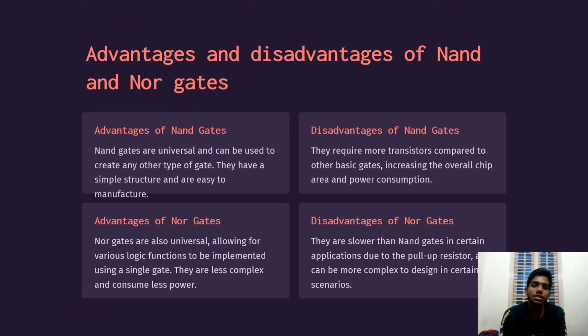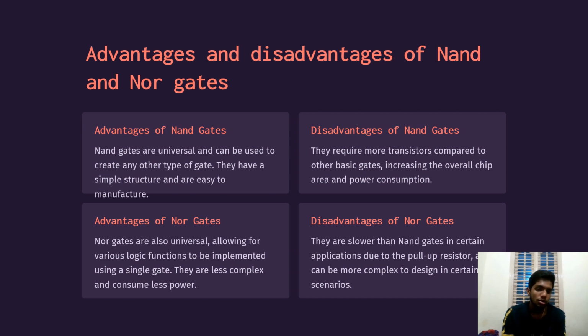Advantages and disadvantages of NAND and NOR gates. Advantages of NAND gates. NAND gates are universal and can be used to create any other type of gate. They have a simple structure and are easy to manufacture. Disadvantages of NAND gates. They require more transistors compared to other basic gates, increasing the overall chip area, and power consumption is higher.